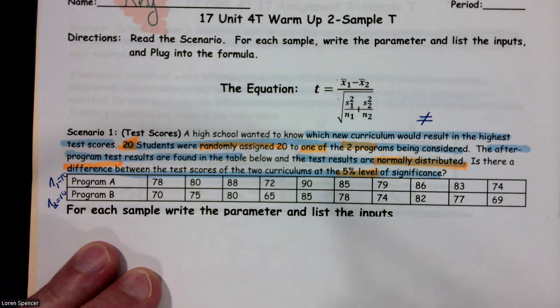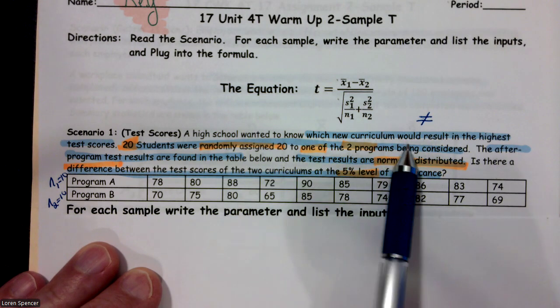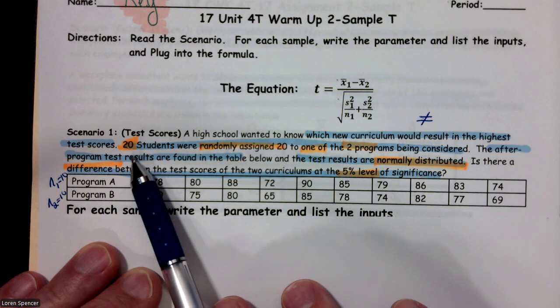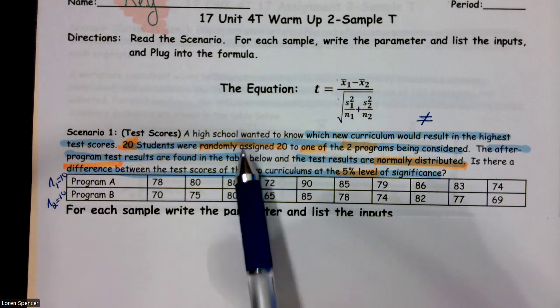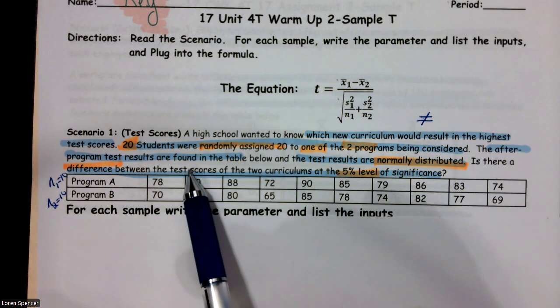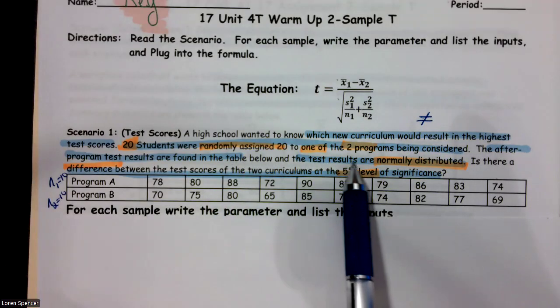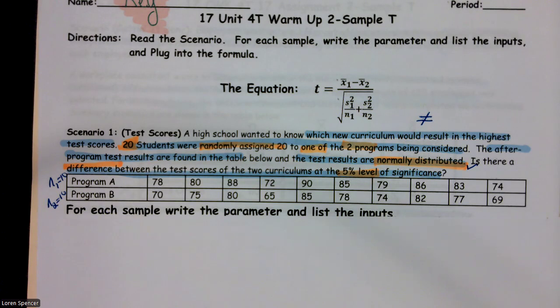There's our formula right there, and it's on test scores. A high school wanted to know which new curriculum would result in the highest test scores. 20 students were randomly assigned. I'm glad they told us it was random, and it's also important to assign each student to one of the two programs being considered. The after-program results are found in the table below, and the results are normally distributed. That's nice to know too, because if they're normally distributed, that takes care of condition three.